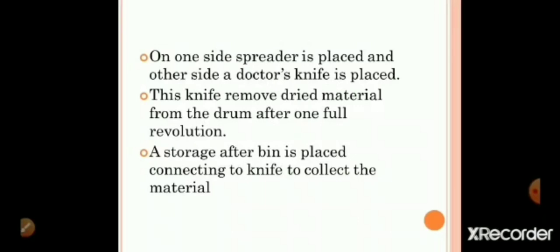A storage bin is placed connected to the knife to collect the material. आणि हे जे ड्राय झालेलं मटेरियल स्क्रॅप करतं डॉक्टर नाईफ, ते कलेक्ट केलं जातं स्टोरेज बिनमध्ये. ही जी स्टोरेज बिन आहे ती कलेक्टेड असते डॉक्टर नाईफला टू स्टोअर द स्क्रॅप मटेरियल.